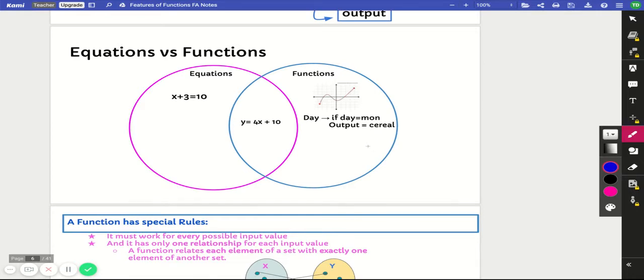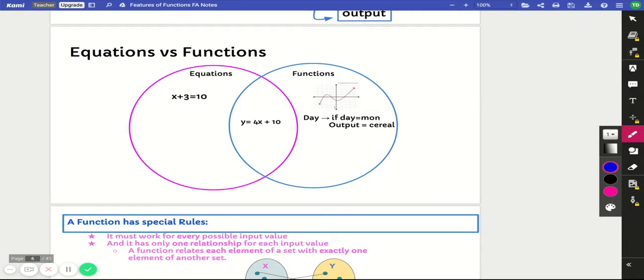So if we were to look at an input and say the input was Monday, that means the output is cereal. If you're figuring out what's for breakfast and you have your function machine, and today is Monday, I would input Monday into my function machine, and out pops cereal. So that would be what I have.